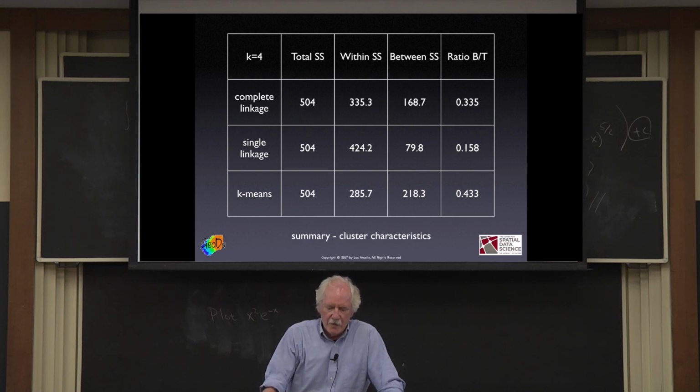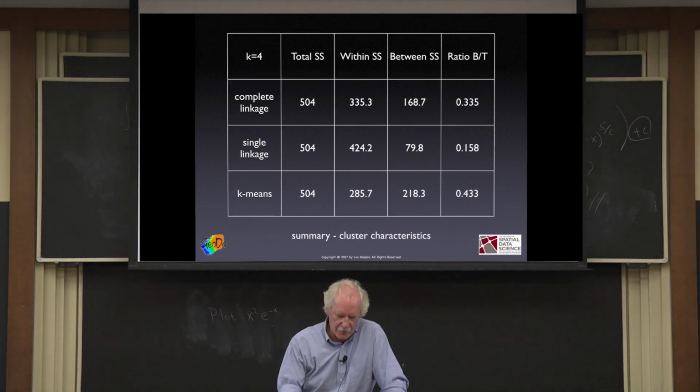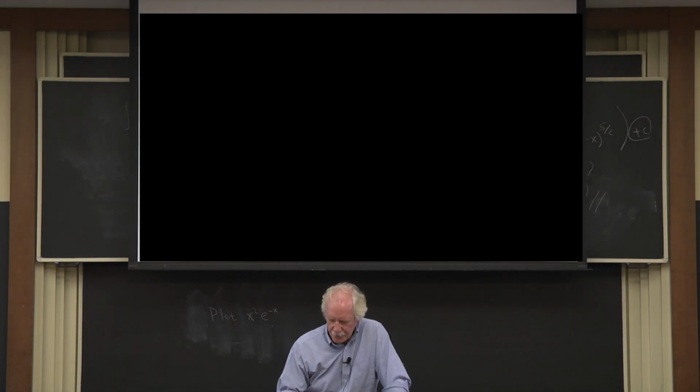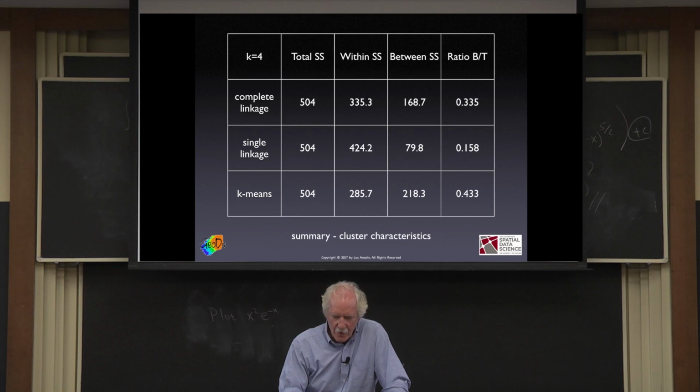And as we saw before, the worst one by far is single linkage, and then k-means is a little better than complete linkage, which has more compact clusters in general. Okay. So let me go back.